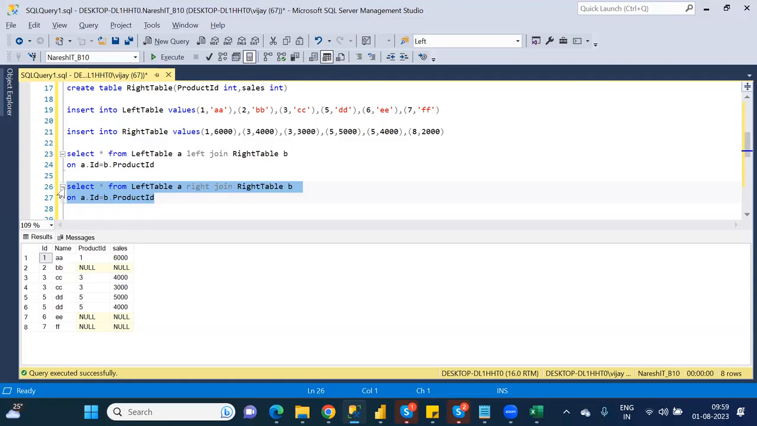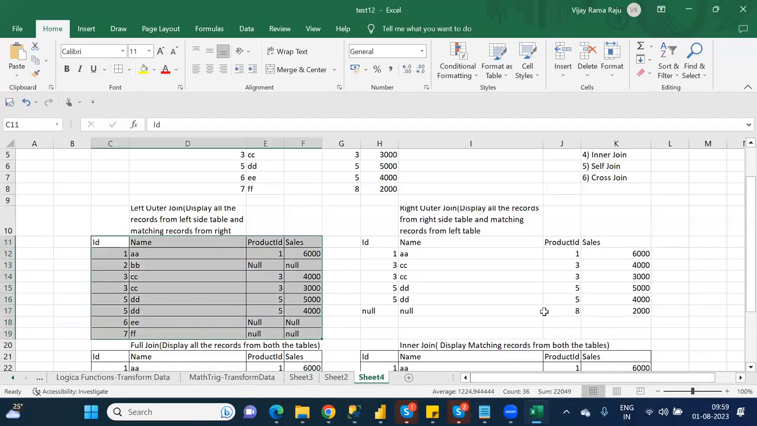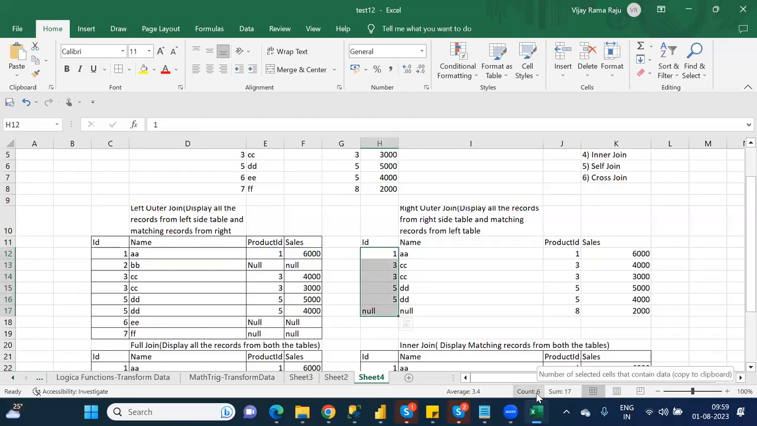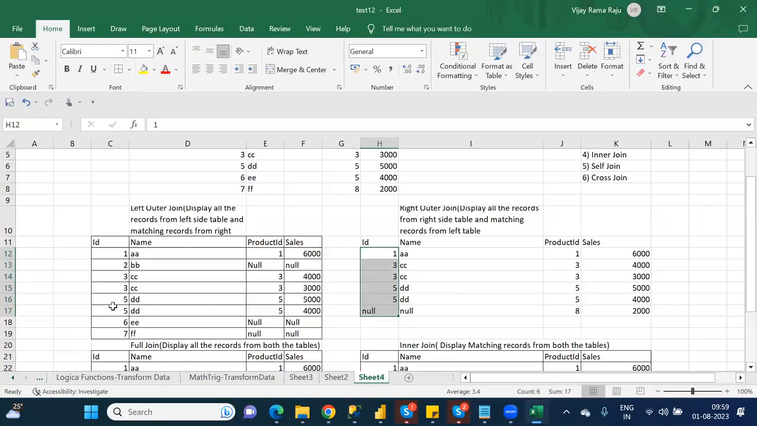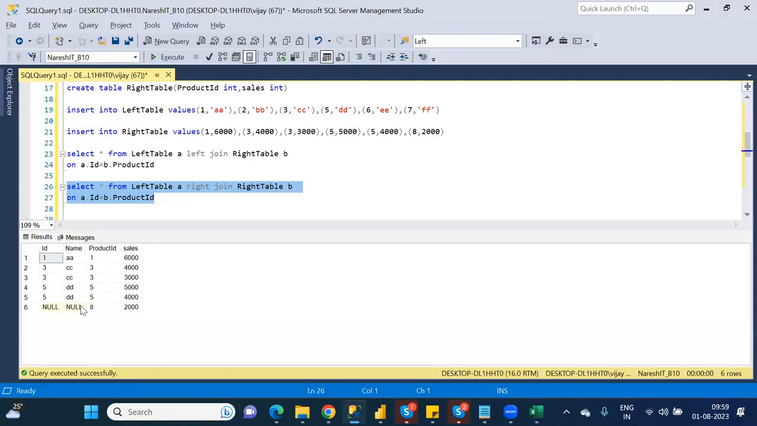Okay. Right outer join, what will be there? How many records will be displayed? See here, 6 records are displayed. Whether the 6 records are there here or not. So how many records is it? 6 or not? See here, 1 related, 3 are matching 2 times, and 5 is matching 2 times, and 8 is matching. 8 is not matching from the left side table. That's the reason it is displaying null values. Is that output correct or not?